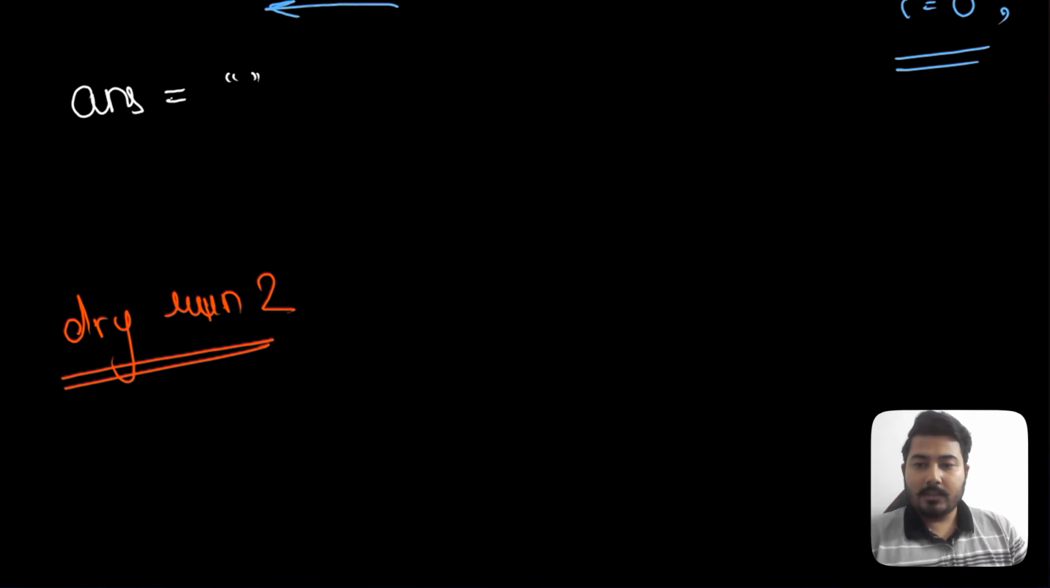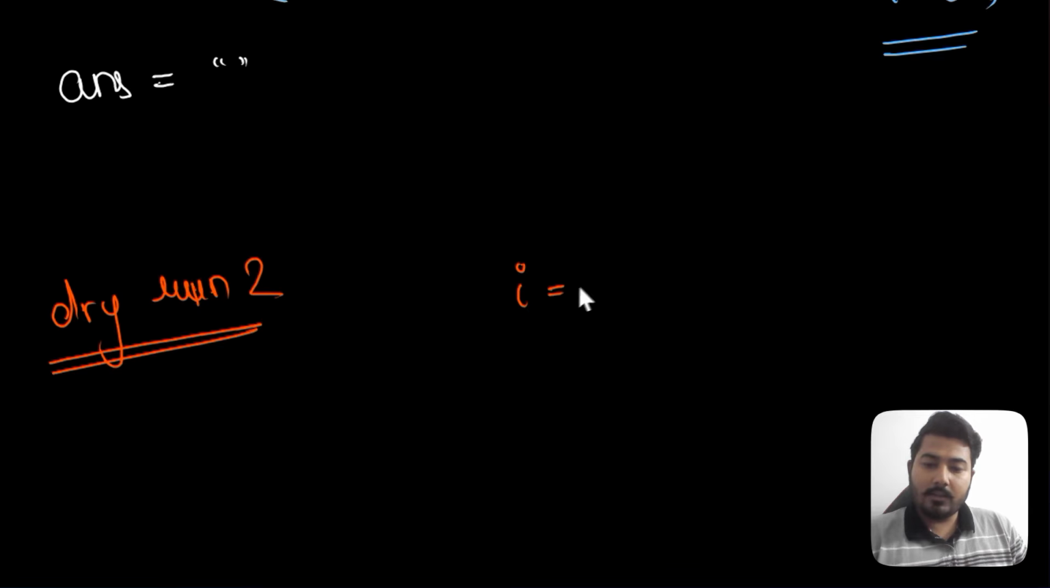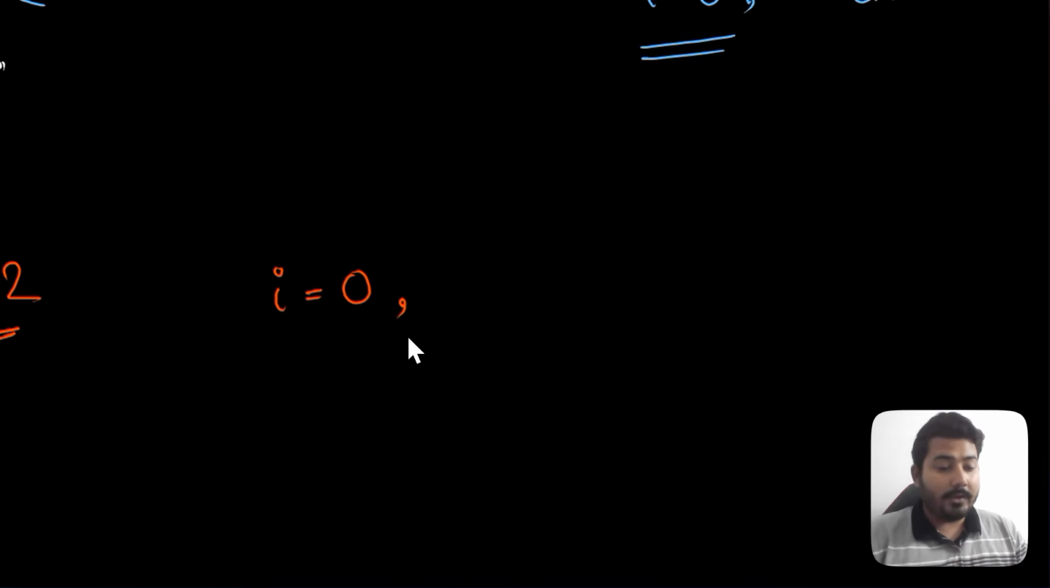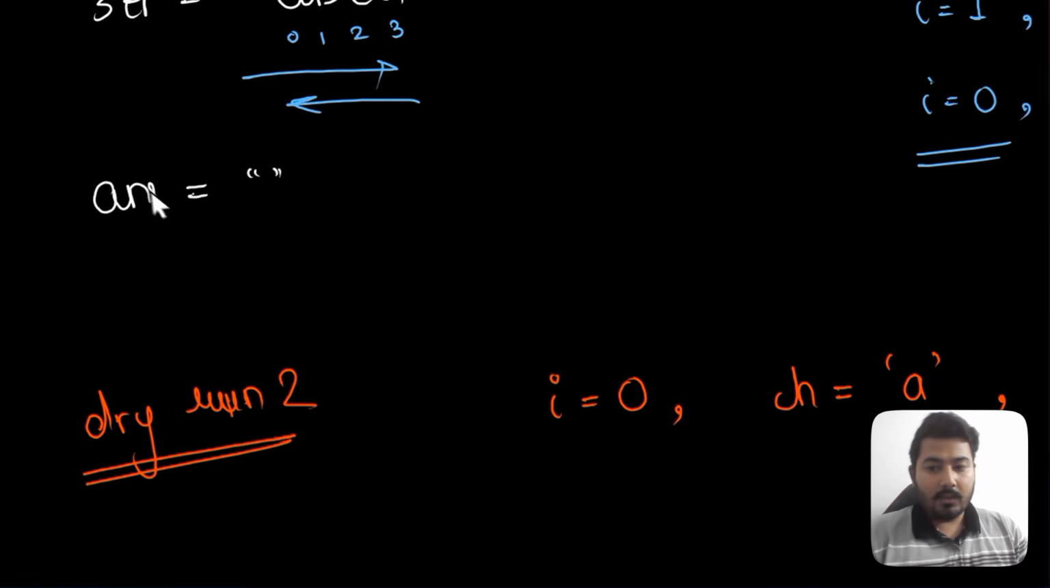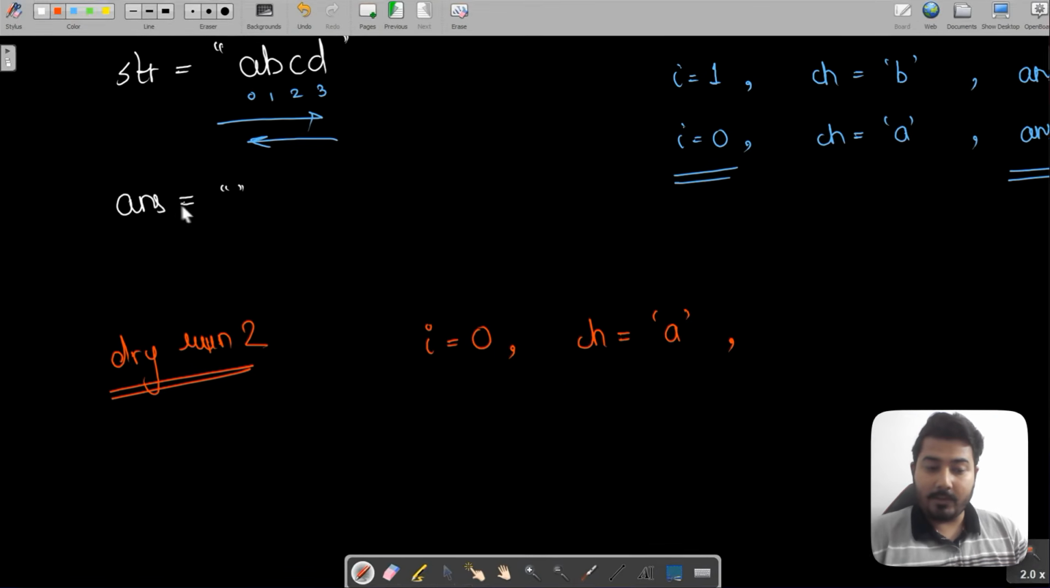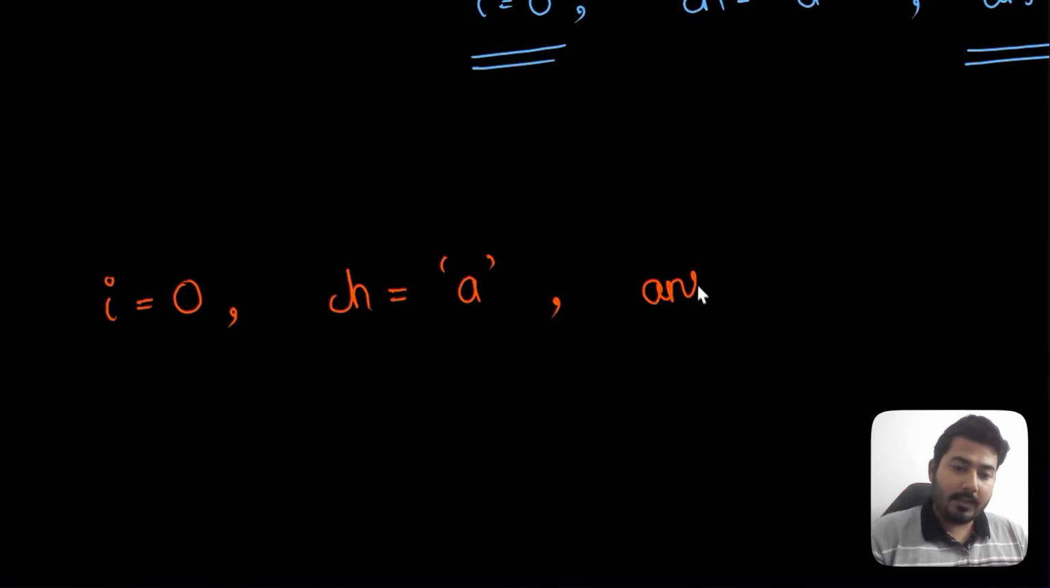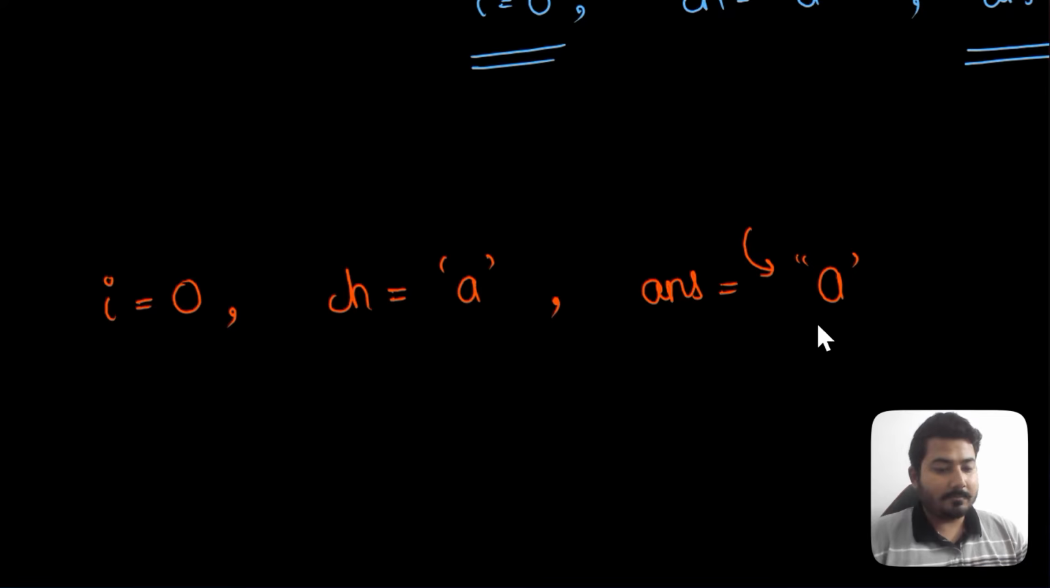What you can do is start your traversal from i equal to 0 index. What is the character that you will get? You will get the character small a. Your answer string initially is empty only. Place it on the left side of your answer. It will become character a. Correct?